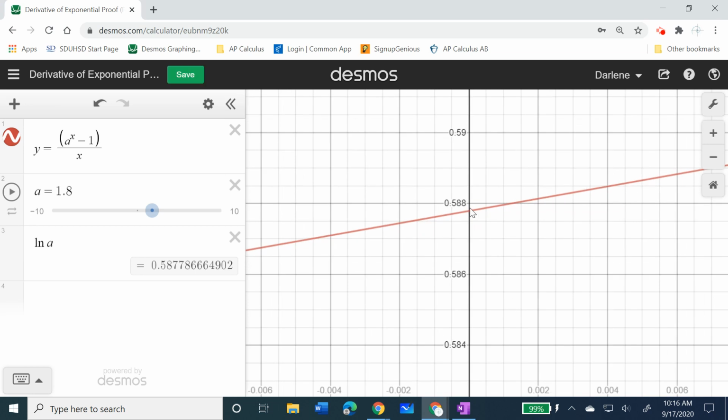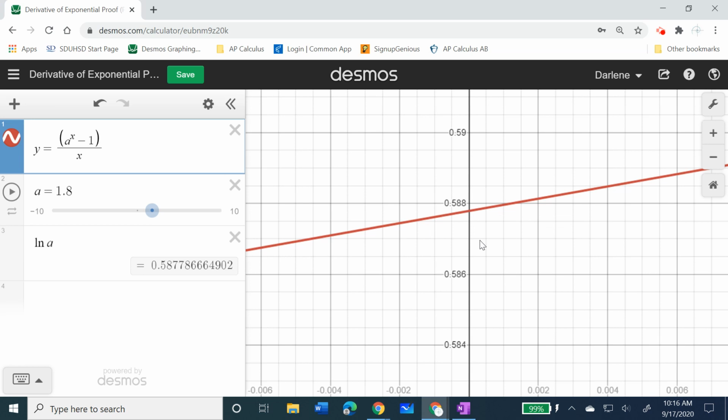Okay, let's go in further and get a better value. When I go in a little bit further, I'm getting a y value of, even better, 0.5878. But I can go in even closer. Now, you notice that I have the natural log of a sitting there as well. Coincidence? I think not.